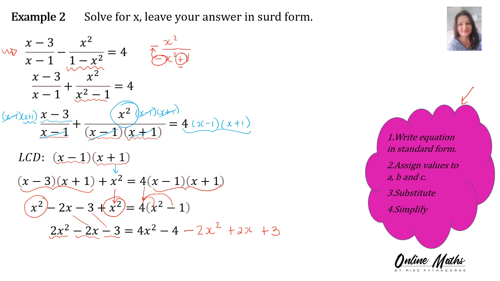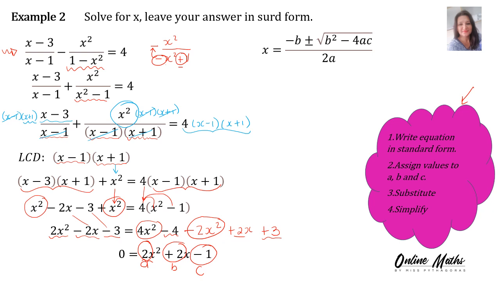And the negative 3 will walk across and become plus 3. And now when you add, so there's a 0 on the left, and you're going to say 4x squared minus 2x squared is just 2x squared. And then the 2x, there's nothing that can add there. And then negative 4 plus 3 is negative 1. Step 2, assign values to a, b, and c. So now your equation is in standard form, and you can say a is the coefficient of x squared, it's 2. B is the coefficient of x, and c is the constant.